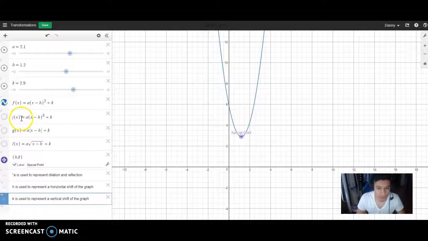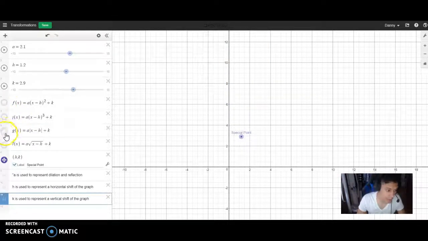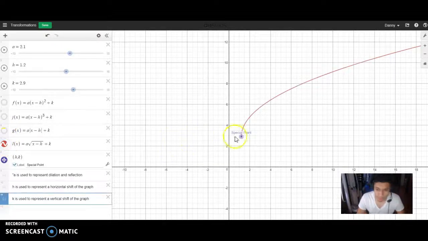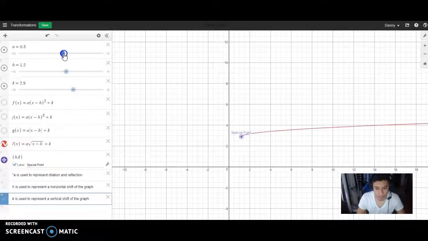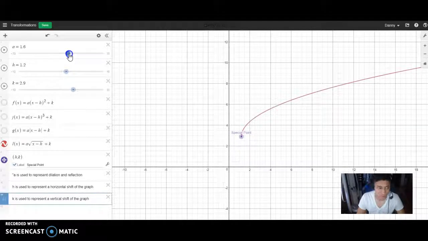So all of this applies to not just the quadratic, so I'm going to turn off the quadratic. Let's do something like the square root. So if I change a to negative, what do you think is going to happen? If you say that it's going to flip upside down, you're right. So when it's negative, it flips. If it's positive, it goes in that direction.